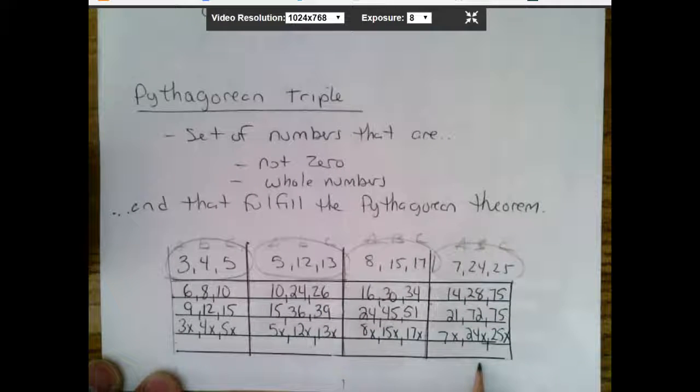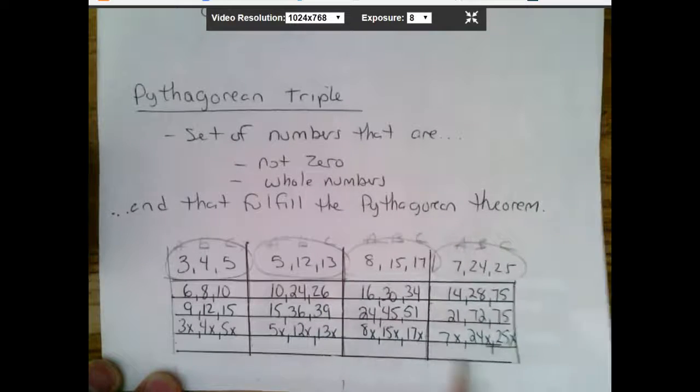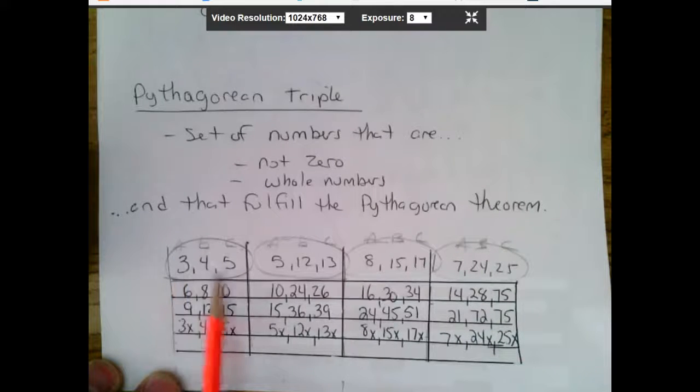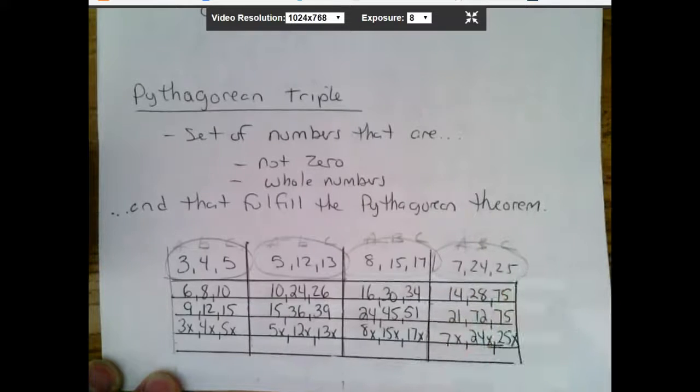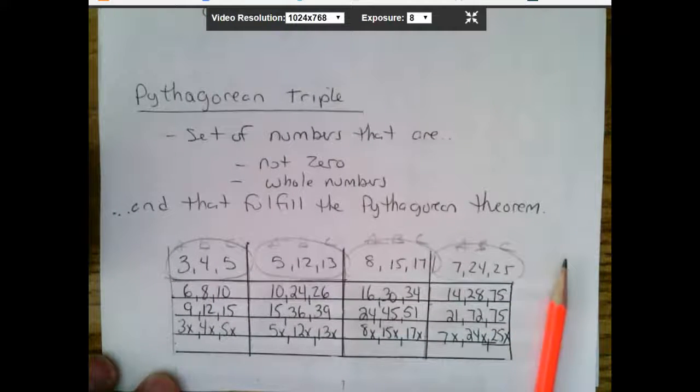You can kind of see this if you want to write these down in your notebook. Really, the only thing you need is the 3, 4, 5, 5, 12, 13, 8, 15, 17, 7, 24, and 25. And just know that if you multiply all of these numbers by the same number, then they will fulfill this idea of the Pythagorean triple.